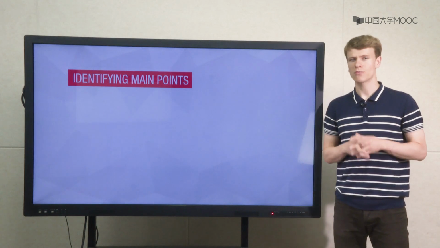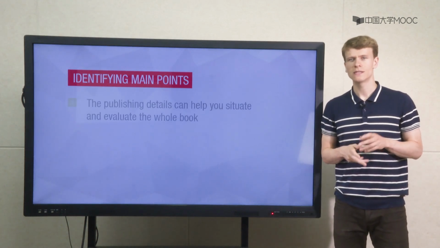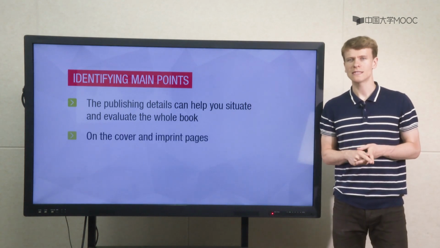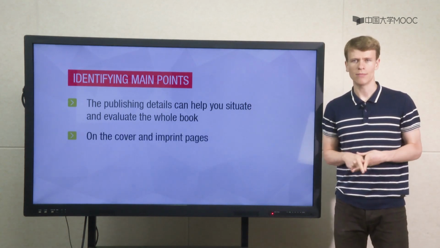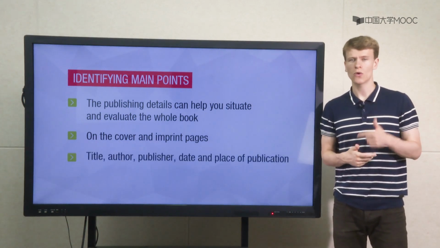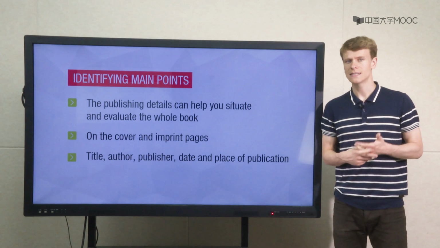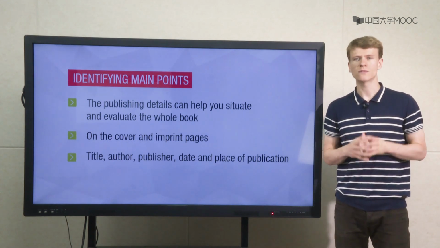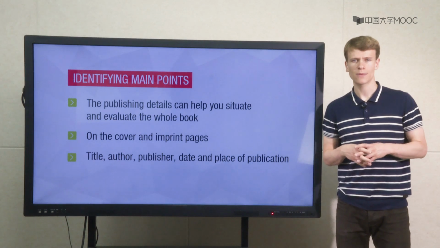For a book, the publishing details can help you situate and evaluate the entire book. You'll find the publishing details on the cover and the imprint pages. These details include the title, author, publisher, date, and place of publication. The table of contents will be of great help for you to navigate the book.